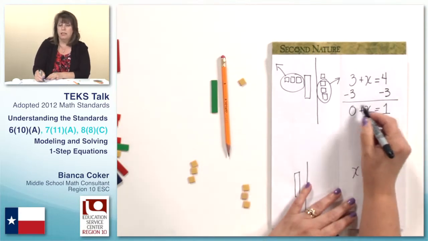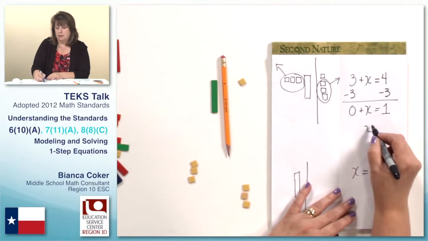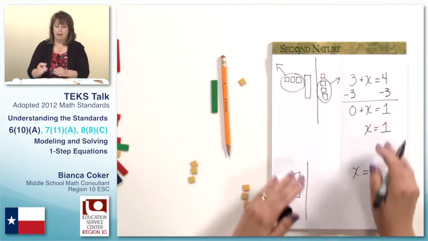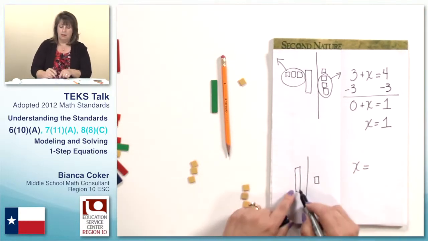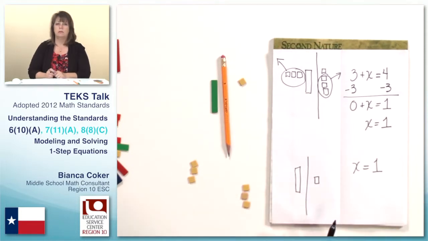And then knowing our identity property, that a 0 plus anything is just that thing, then we can say x equals 1. And we have, in the end, the picture we were looking for, x bar over here, 1 over here, and we have our answer. Does that make sense? Okay, that was an easy one.